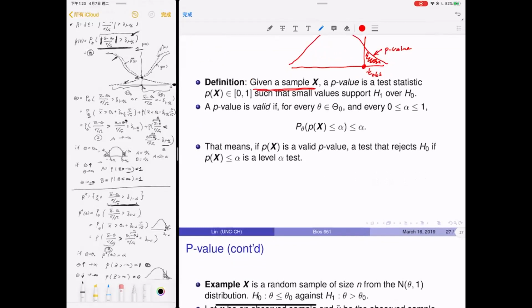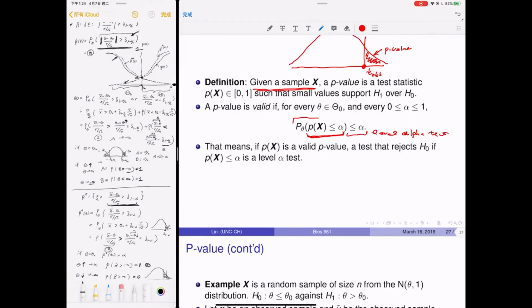And then in this class, I'm trying to show you why using the p-value is valid. Which means that if I'm using p-value smaller than alpha, smaller than the type 1 error probability, then it's valid, which means that it's a level alpha test. My decision rule using p-value is a level alpha test.